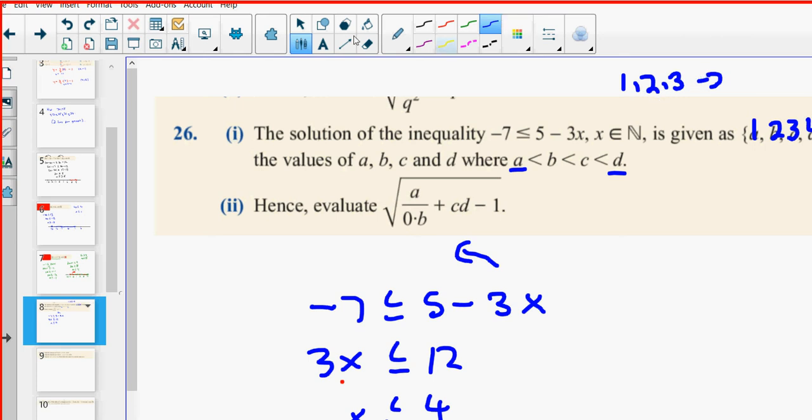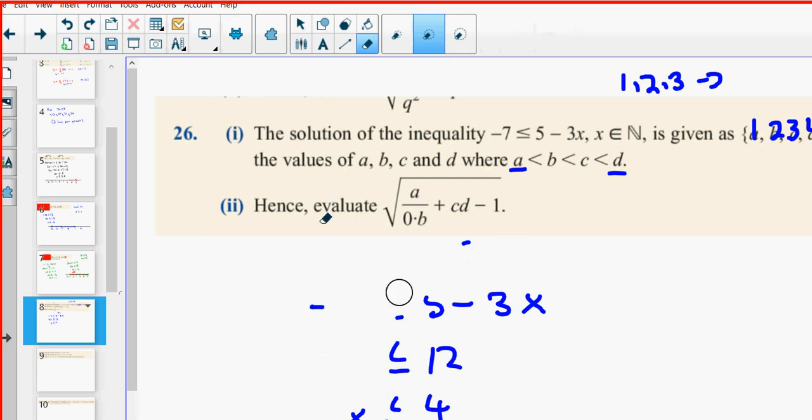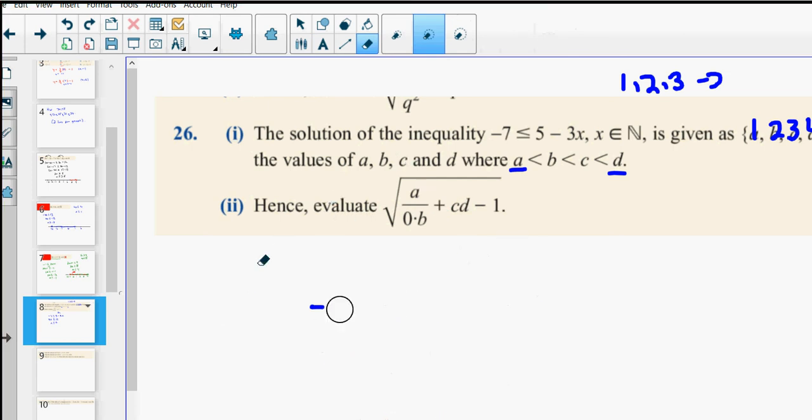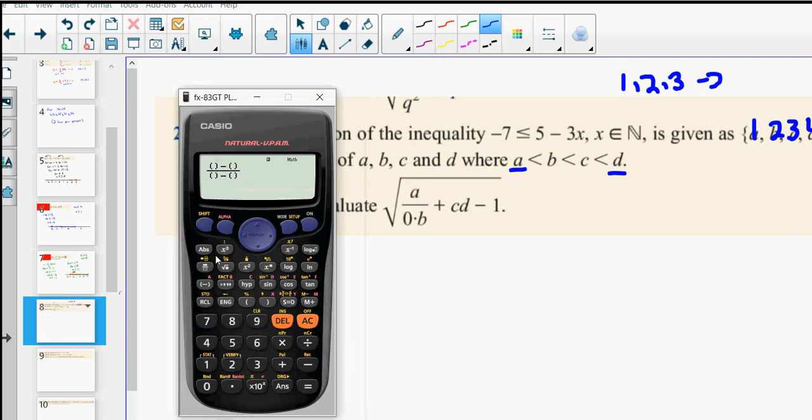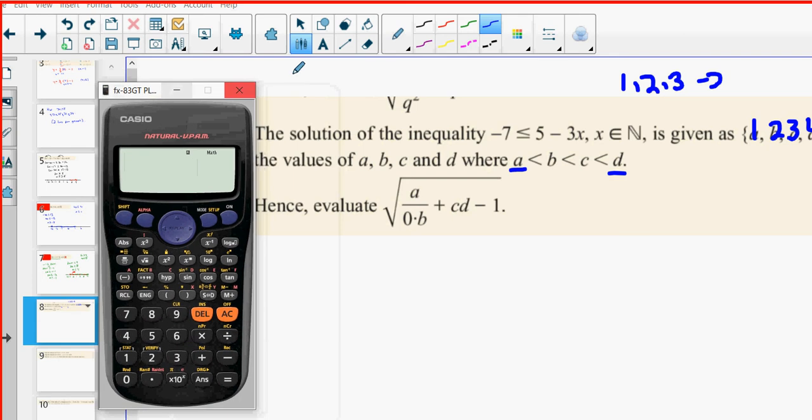Right, what about that thing for part 2? Yeah, just sub everything in and use the old calculator. My calculator is still tiny for some reason. I haven't been able to figure out why. I'll figure that out later on today at lunchtime.